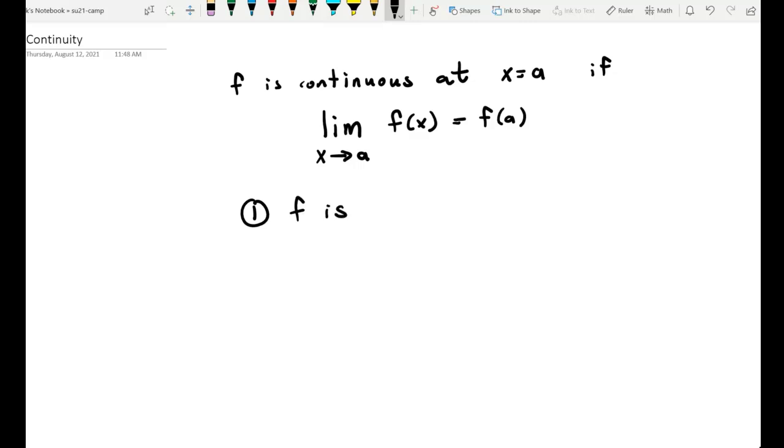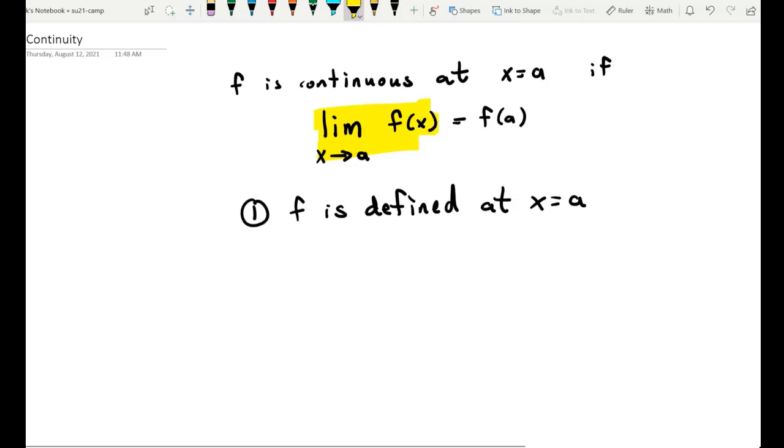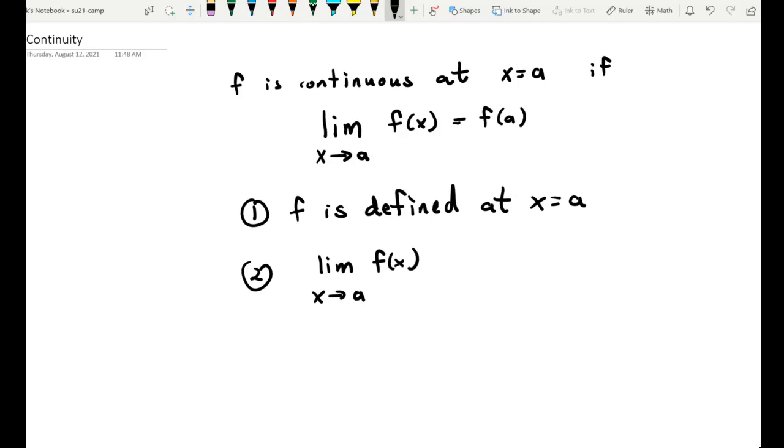So f must be defined at x equals a for it to even have a chance of being continuous. You have to be able to say f of a is equal to this. Now, if you look at the left-hand side of this statement, by writing that down, what you're saying is that the limit has to exist. Otherwise, you wouldn't be writing that. So the second thing that you want to make sure is that the limit as x approaches a of the function exists.